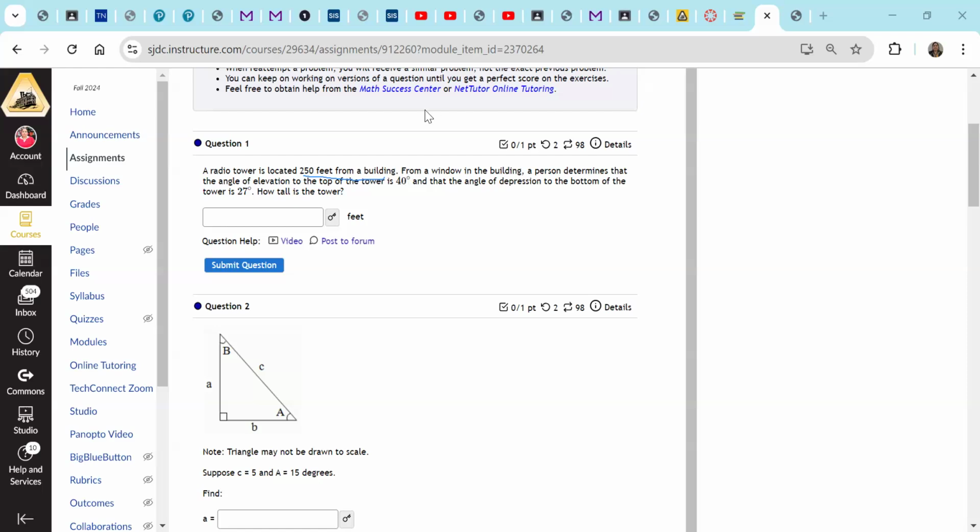So firstly, I'm going to try to draw the picture right here. It says the radio tower is located 250 feet from a building. So suppose the building is here. The radio tower is 250 feet away.